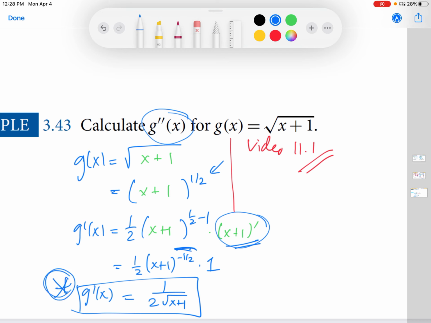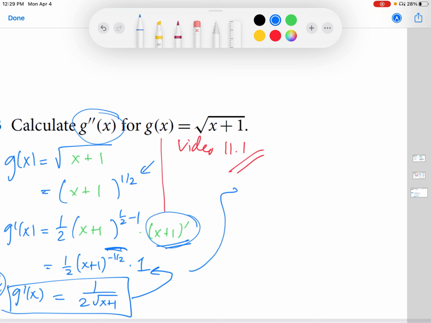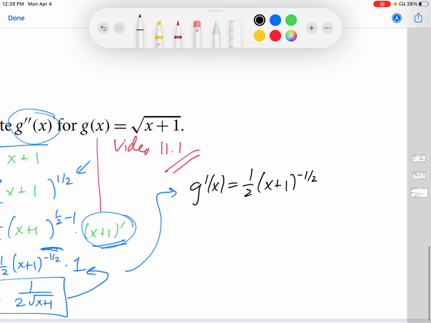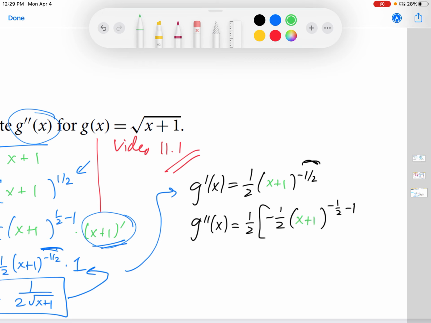Okay, great. But I'm not done because we want g double prime of x. So I want to go down here and calculate the derivative of this. The best way to do that is actually to go back one step and write it in this form, because that is the chain rule form that is most useful for us for calculating the derivative of this new function. Okay, so the outside function here is 1/2 something to the negative 1/2. The inside function is still x plus 1. So the derivative of this, which is now the second derivative, brings down the minus 1/2, subtracts 1 from that, and then evaluates it at the inside times the derivative of the inside. Okay.